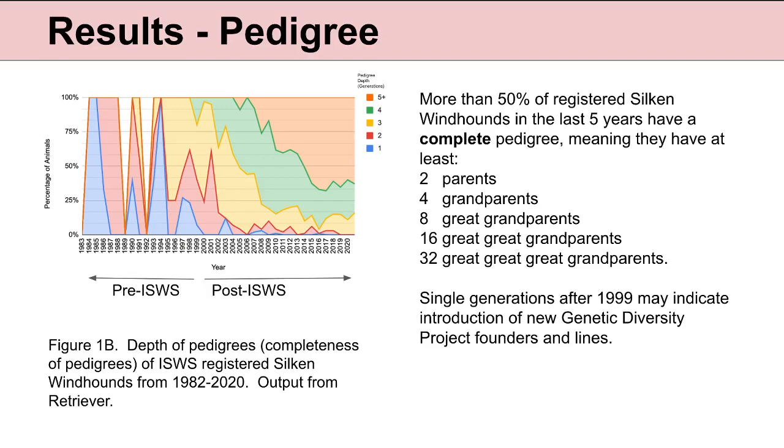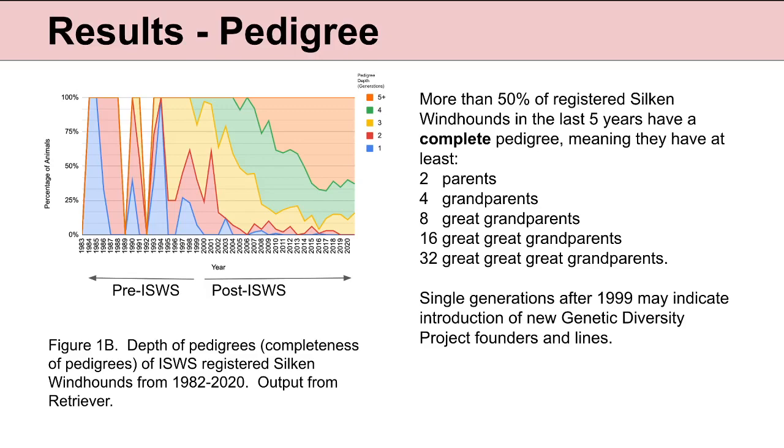Our next figure is looking at the depth of pedigrees, and this is output from Retriever. So we're looking at the completeness of pedigrees of ISWS registered Silken Windhounds from 1982 to 2020. What you can see is, again, pre-ISWS, we don't have very deep pedigrees. They're pretty shallow. They're only 1 or 2, maybe 3 generations deep. But after ISWS, we're building on those great-grandparent pedigrees. We're going and getting great-great-grandparents, great-great-great-grandparents.